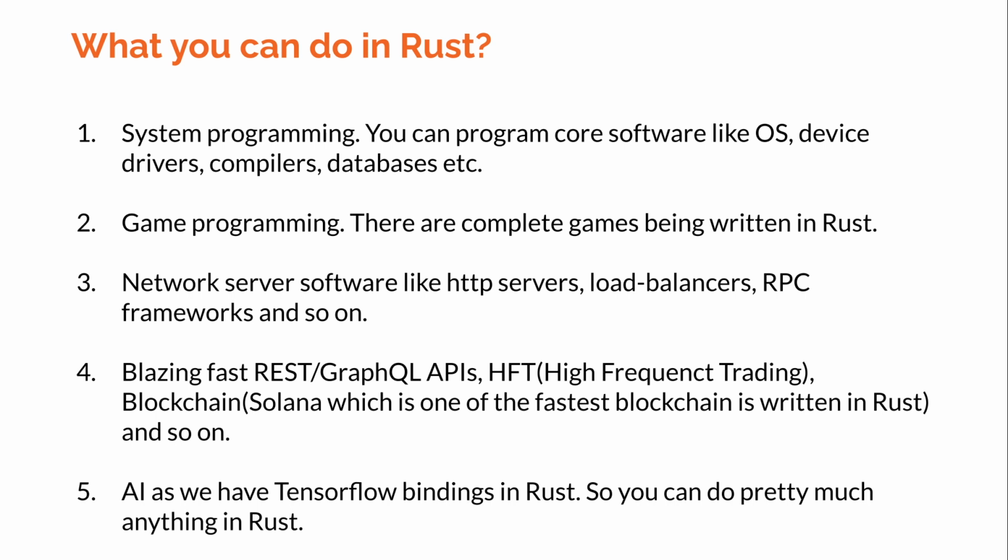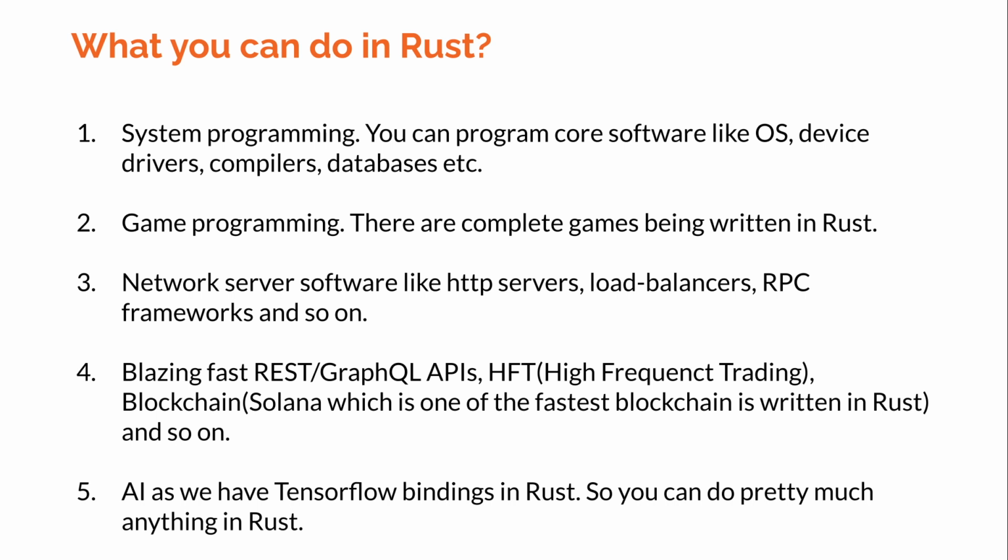You can write network server software like HTTP servers, load balancers, RPC frameworks, and so on. It has blazing fast HTTP frameworks. Okay, so you can write those APIs, which are REST APIs or GraphQL APIs. You can do high frequency trading. Solana, which is one of the fastest blockchains right now, is written in Rust. So all those kind of things you can do in Rust.